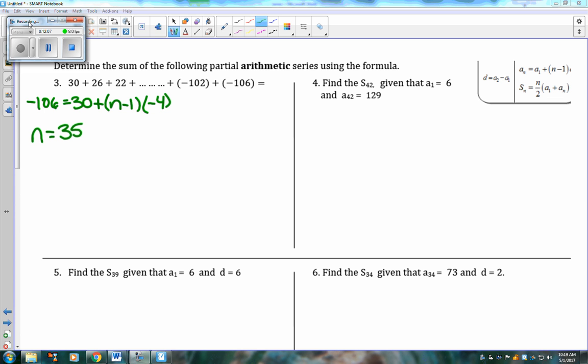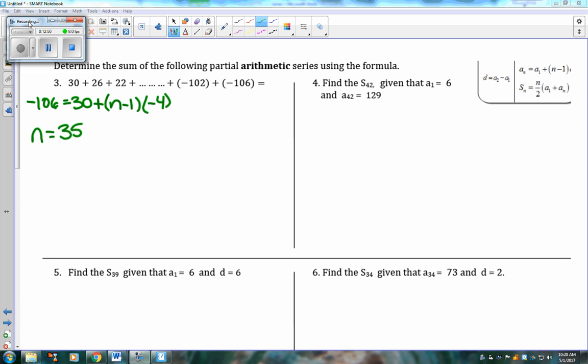Do y'all need to see this worked out? Take negative 106, subtract 30, because it's the plus one right there. If you distribute the 4, it distributes through the entire thing. So I'm going straight from here: negative 106, subtract 30, hit enter, divide by negative 4. That's minus 1, so add 1.